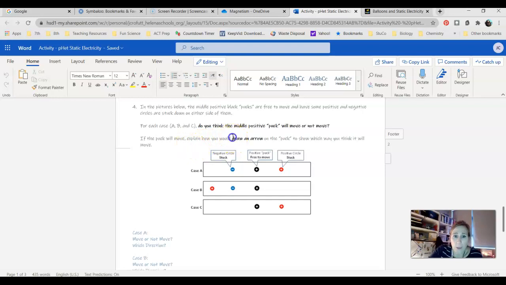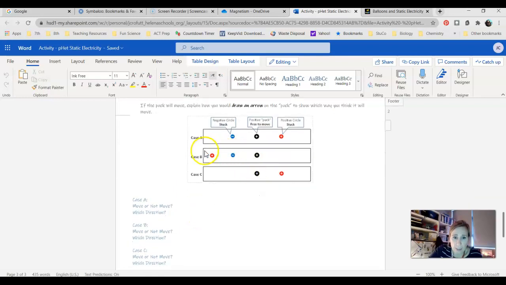So you obviously won't be able to draw an arrow, but you can describe it down here. So it says for case A, take a look at case A, we've got a negative that's stuck in place and a positive that's stuck in place, and then we've got this positive in between them that can move. So how would it move if it can? So first of all, can it move or not move? And in which direction? Okay, same with this one. These two can't move, but the black one can. So if we let go of that black one, would it move? Yes or no? And then in which direction? Same with C. The black is movable, but the red is stuck in place.